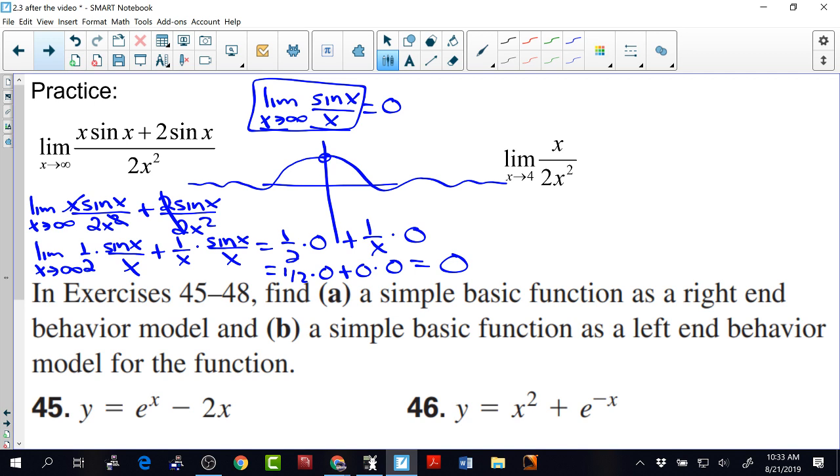Would it still work if you pulled out the sine of x from the numerator? So you did x plus 2 times sine of x over 2x squared, and then just cancel it. Yeah, that'd work.